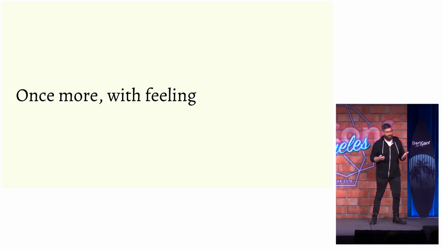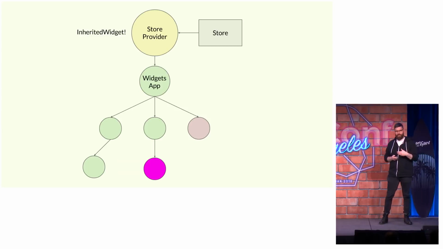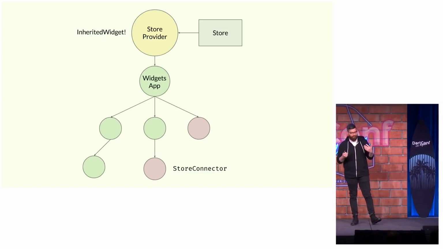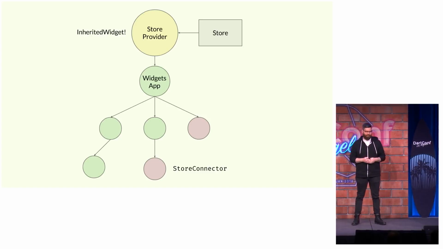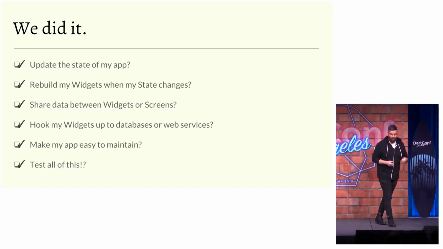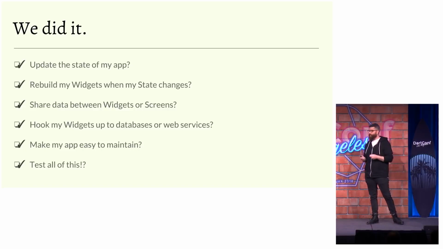All right, so if we try that UI challenge we had earlier, if we want to move the counter that we're displaying from here to here, we're all good. We're using a store connector, we're using our inherited widgets that we used earlier, and we can just do that super easily. All right, so we did it. We can update the state of our app, we can rebuild when the widget changes, we're sharing data across screens and across widgets, we're hooking our widgets up to databases or web services.